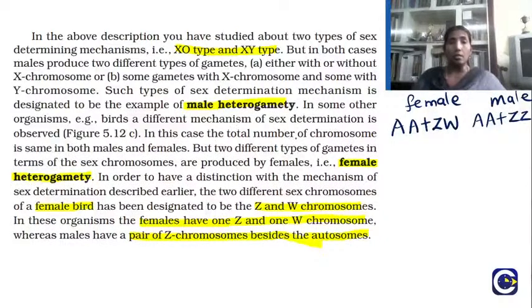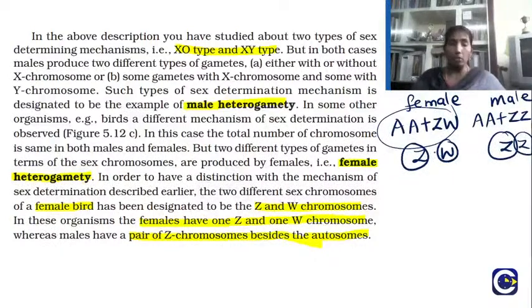In this case, the total number of chromosomes is the same in both male and female, but two different types of gametes in terms of sex chromosome are produced by the female. So they show female heterogamety. This is quite different from the previous type we saw. They are designated as Z and W gametes. You have one Z and one W in the case of female.